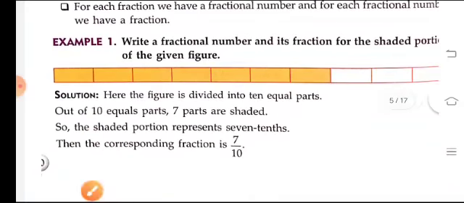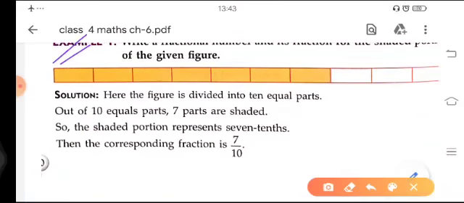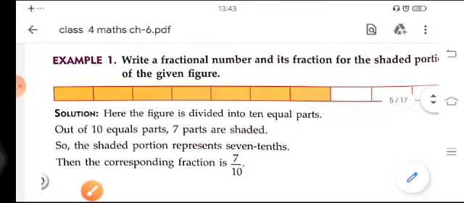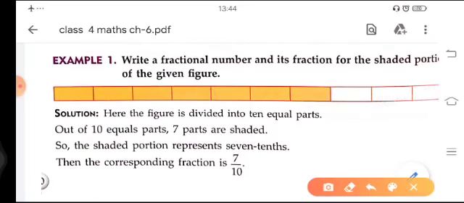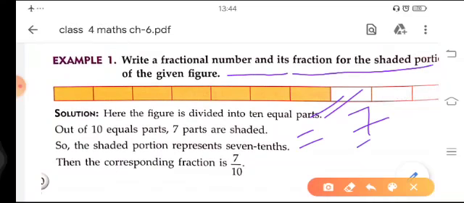So if you see this example, in this example we have to write a fractional number and its fraction for the shaded portion. So we can see that this figure is divided into 10 equal parts and the shaded portion is 7. So what will be the fraction? 7/10, and we can write it 7/10. Okay, tenths means 10 parts and 7 means 7 shaded parts. So that is also very simple.